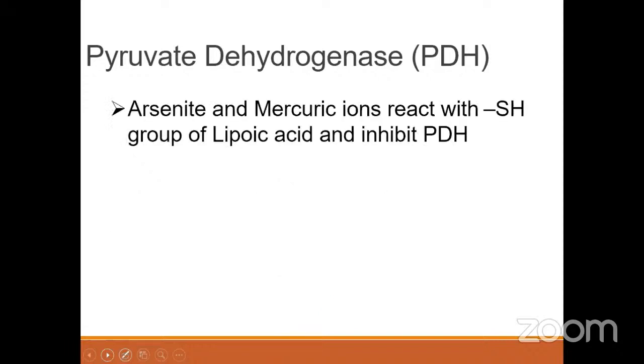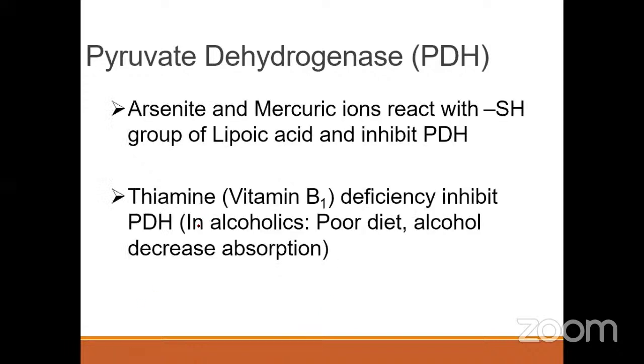Okay. What about the role of thiamine? The active form of thiamine, thiamine pyrophosphate, is a coenzyme in this reaction. When it is deficient, it will inhibit the pyruvate dehydrogenase reaction because TPP is needed in the initial step itself. So in alcoholics, there will be a thiamine deficiency that will inhibit the pyruvate dehydrogenase reaction.